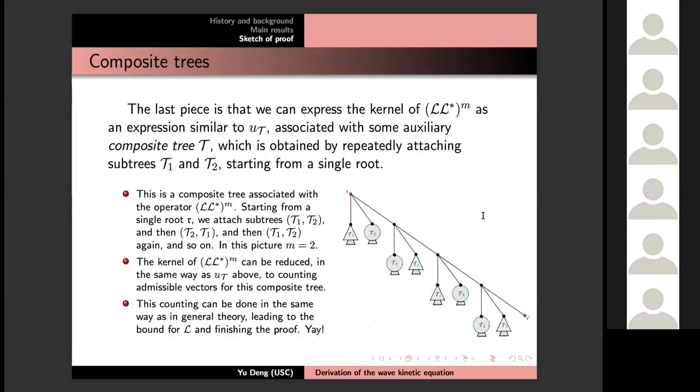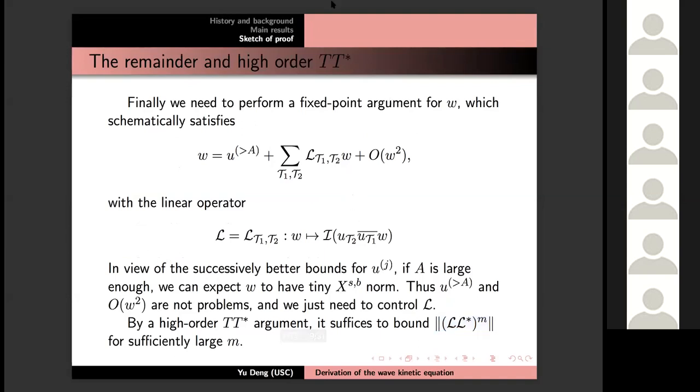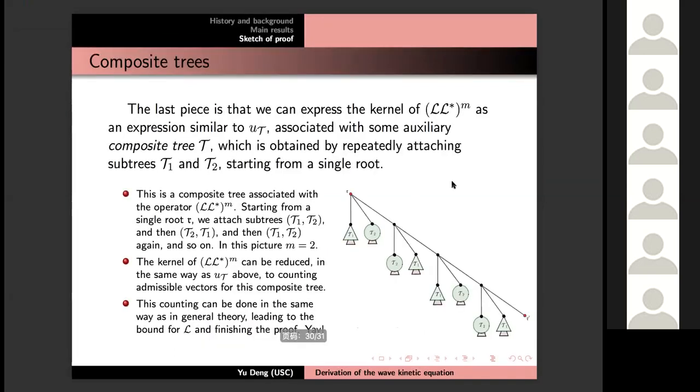Okay, and this TT star argument, the last piece of the TT star argument: this linear operator is where you start from W, you multiply this tree term T2, this tree term T1, and when you iterate, that essentially corresponds to this tree structure. You start from this node which represents W, you add in T1, add in T2, and then you take the conjugate, you add in T2, add in T1, add in T1, add in T2, add in T2, add in T1, and you obtain this big composite tree.